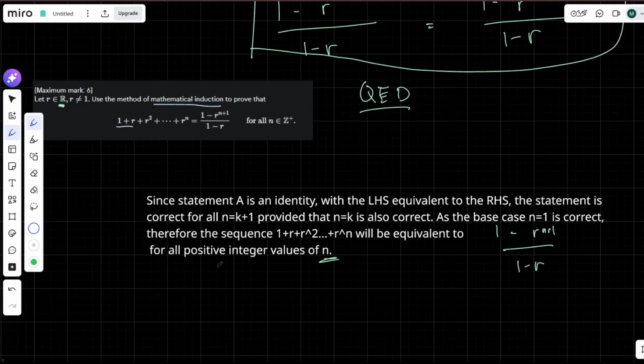So this is establishing what we're supposed to prove. And you'll also notice I'm making sure that I include the assumptions that we have at the beginning. So I'm saying for all positive integer values of n to be specific about when the statement is going to be correct. And again, what I could improve here is probably to call this statement B. So statement B is correct, provided this is correct. Therefore, the sequence will be equivalent for all positive integer values of n.